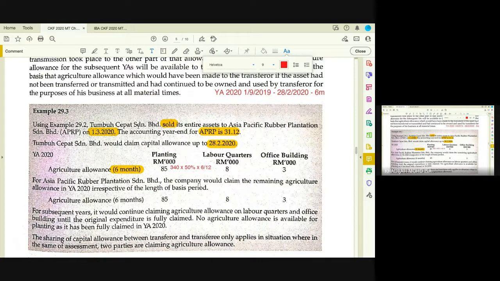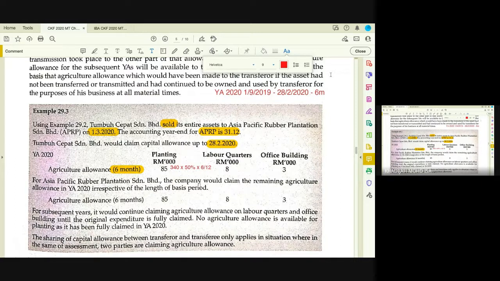Right, for Asia Pacific, year end is 31st of December. So even though Asia Pacific purchased the asset on 1st of March, so March, April, May, June, July, August, September, October, November, December, there are 10 months. But you do not claim for 10 months, you only claim whatever is left for YA 2020. Remember for 2020, the available allowance is 170. So for YA 2020, Tumbuh Cepat claims 85, Asia Pacific will also claim the balance 85. It's not based on the 10 months period, it's based on the balance of the agriculture allowance available. So half is claimed by Tumbuh Cepat and APRP will claim the balance 50%.